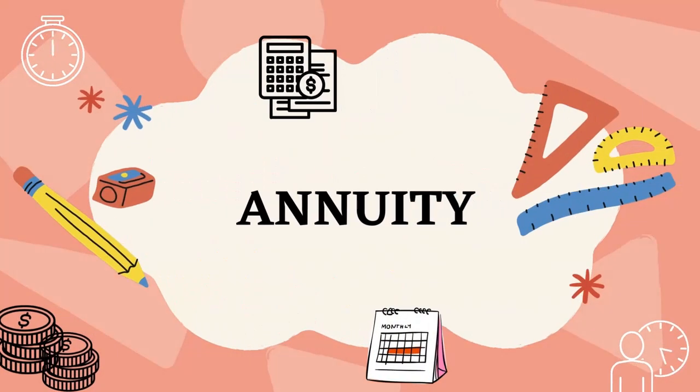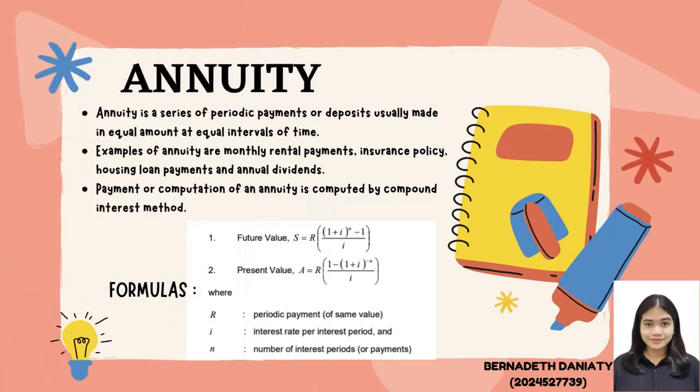Annuity. Annuity is a series of periodic payments or deposits usually made in equal amount at equal intervals of time. Examples of annuity are monthly rental payments, insurance policy, housing loan payments, and annual dividends. Payments or computation of an annuity is computed by compound interest method.